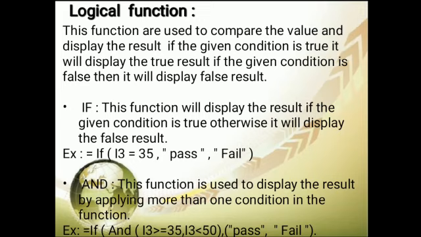For example, equal to IF I3 is equal to 35, in inverted commas pass and fail. Next one is the AND function. This function is used to display the result by applying more than one condition in the function. For example, equal to IF and bracket I3 is greater than or equal to 35, I3 is less than or equal to 50, in bracket pass comma fail. This function is mainly used in the preparing of the marks list of the students.